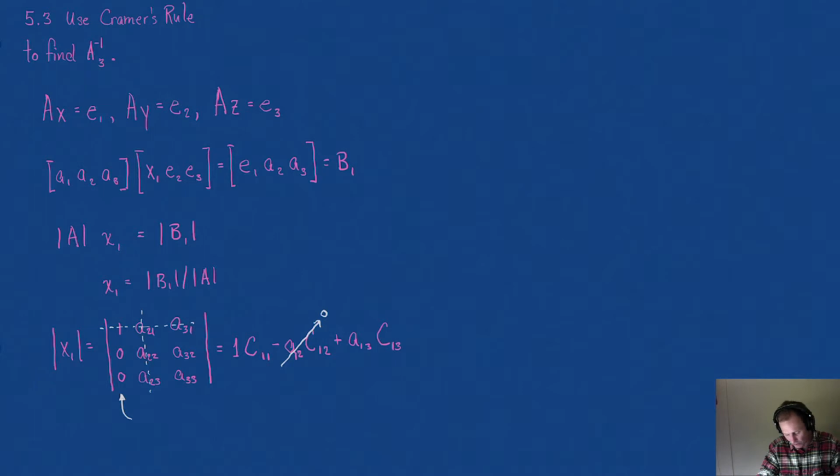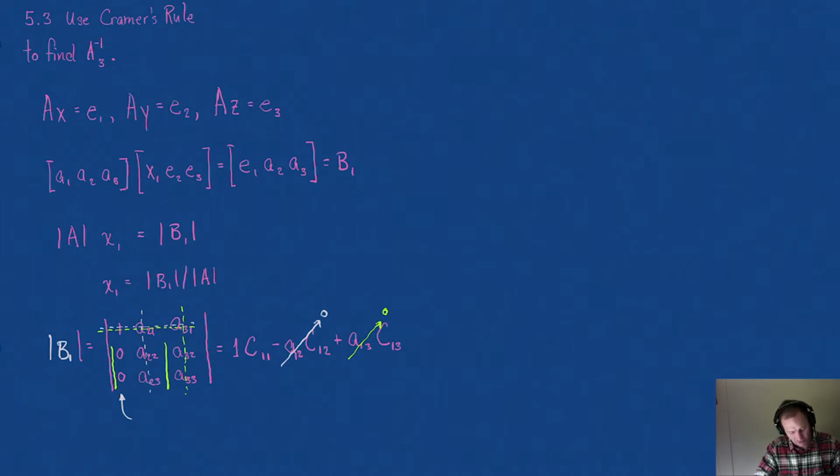And for C13, that says cross out the first row and the third column. Well, if you do that, you're going to be taking this subdeterminant, but again, it's a dependent matrix, and so this component goes to 0. So the answer is that the determinant of, oh, I said x1, it's not x1, it's B1. The determinant of B1 then is C11. All right, there we go. Let's try this again then.